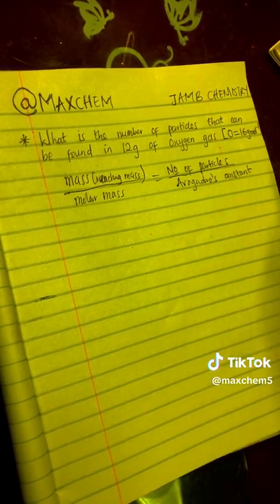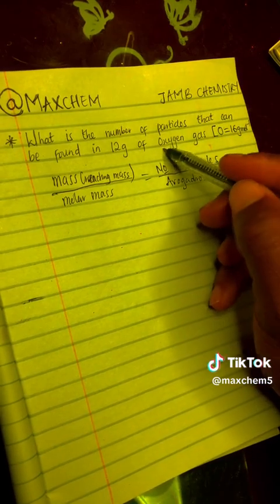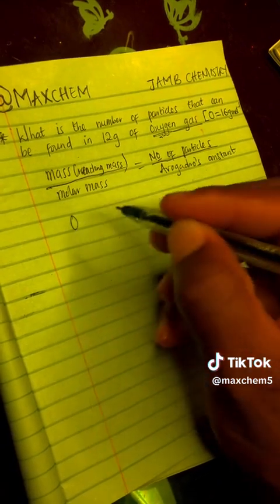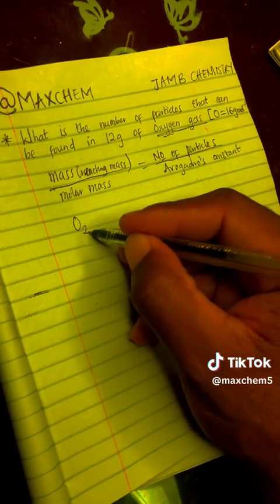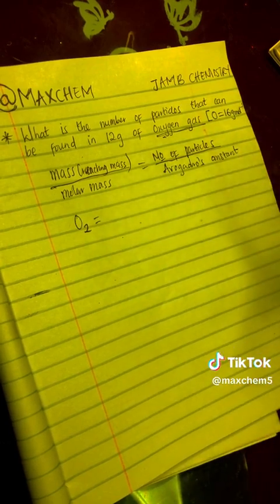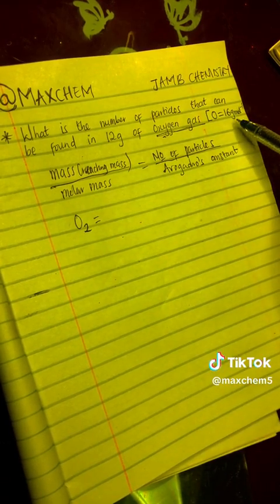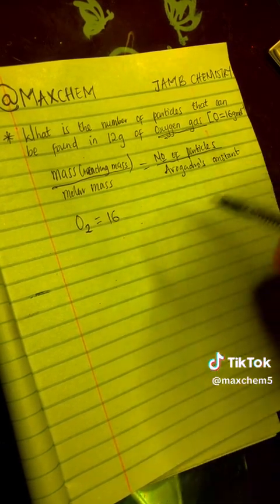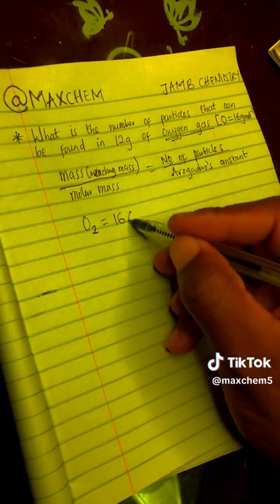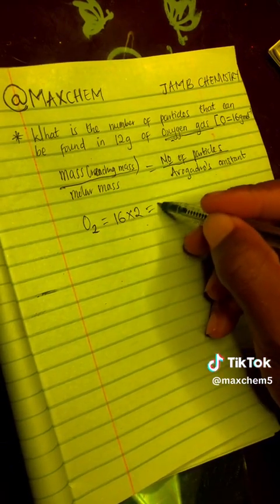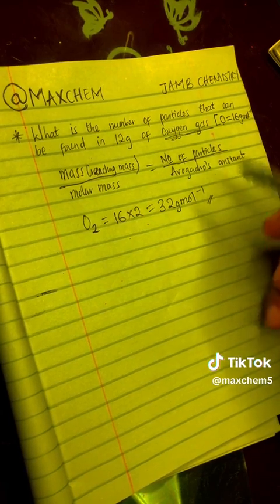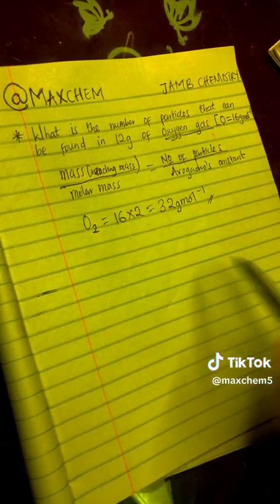So now in the question, if you check very well, they said oxygen gas. We all know that oxygen gas is the diatomic type of oxygen atom, so this is oxygen gas. We are given the atomic mass of oxygen atom to be 16 grams per mole. So the molecular mass of oxygen gas is going to be 16 times 2, which is 32 grams per mole. That's what we are going to use as our molar mass in this particular question.